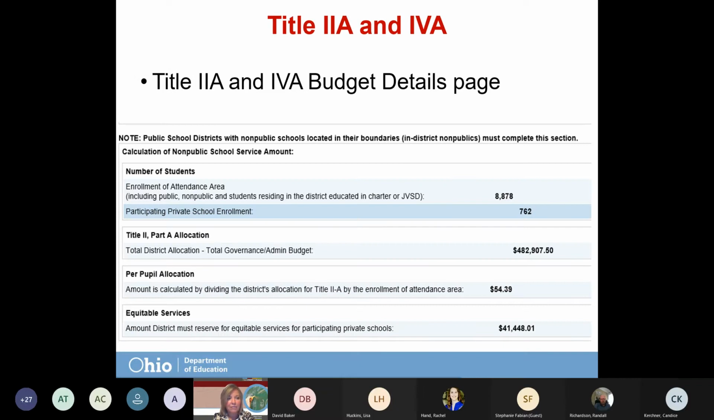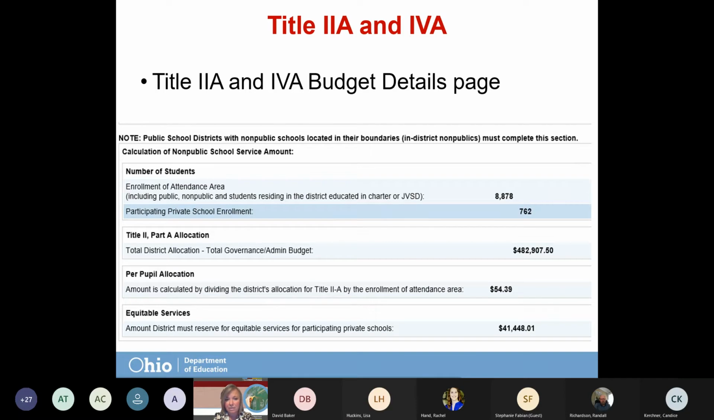The Title IIA and 4A equitable service amounts are calculated by creating a proportion of the total number of children enrolled in non-public schools over the total number of children educated within the bounds of the district. The total amount is displayed on the Title IIA and Title IVA budget details pages. It is important to note that if a district budgets funds on the governance line of the budget, those funds are taken off the top before equitable services are calculated.